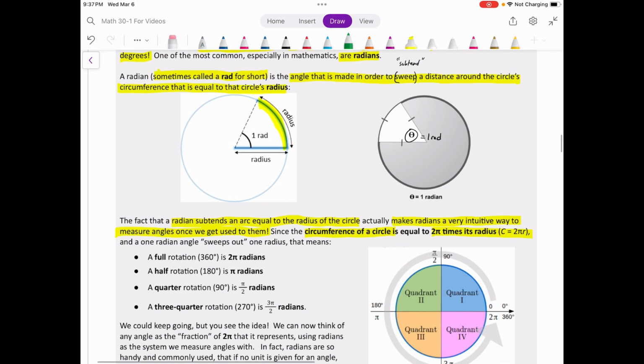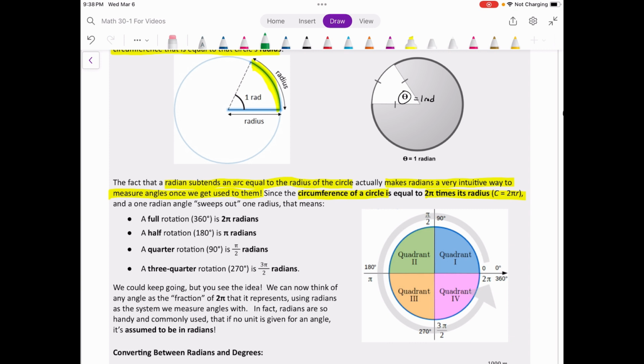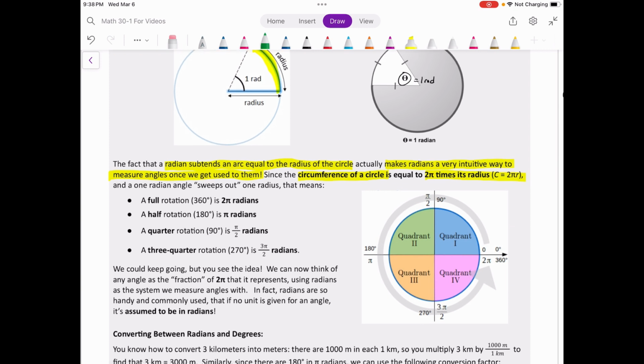So how many of these radii would fit if we were to go all the way around the circle? Well, 2 pi of them, right? Now, I know that seems a bit weird, 2 pi, but remember, pi is just a number. Pi is 3.14, so 2 pi is about 6.28. So about 6.28 radii will go around the entire circumference of a circle. We don't say 6.28 because why bother? We've got a more accurate, unrounded way. We can just say 2 pi.